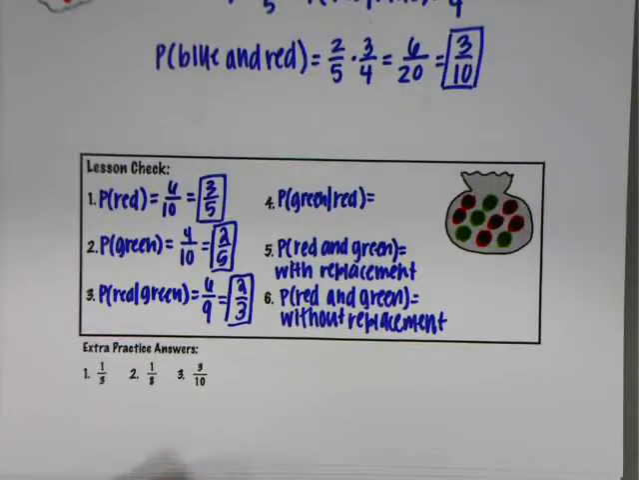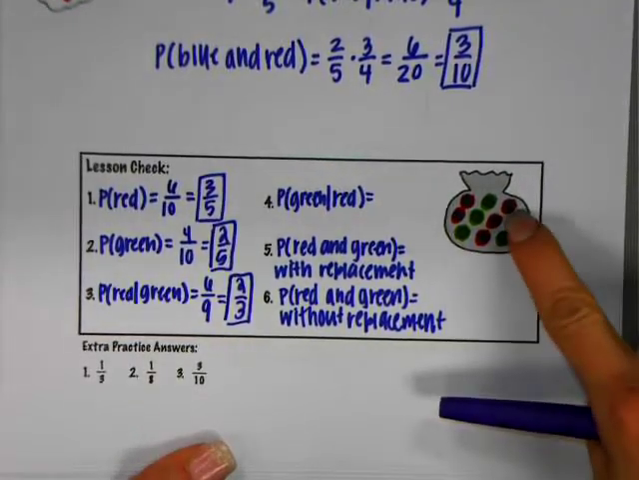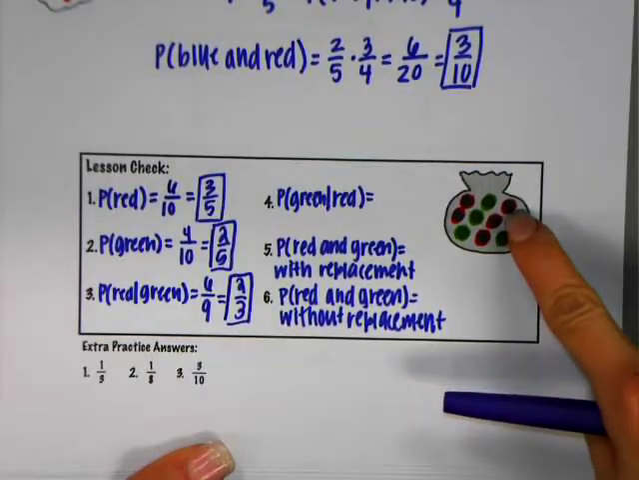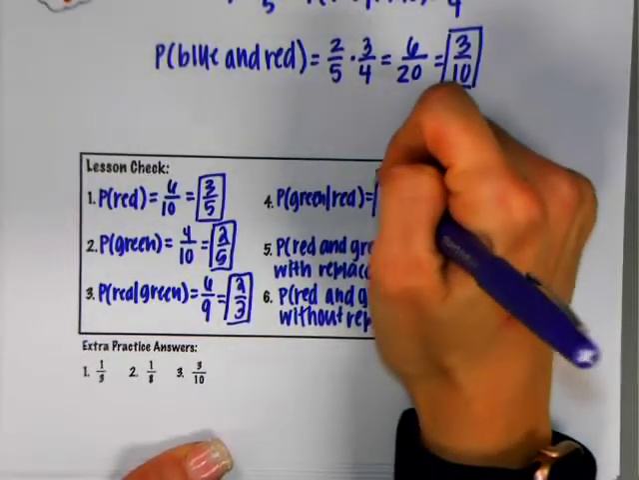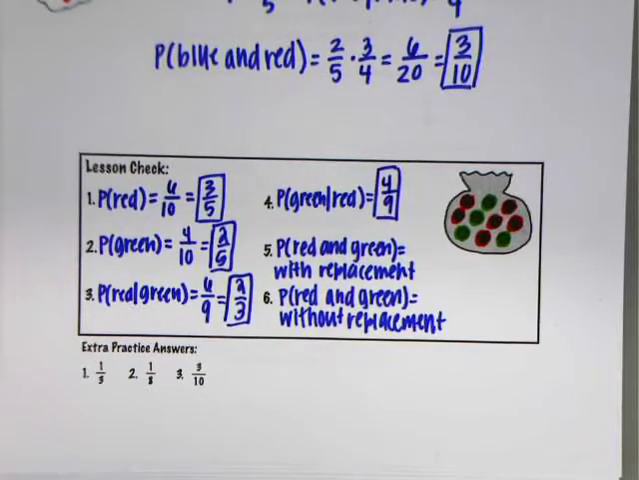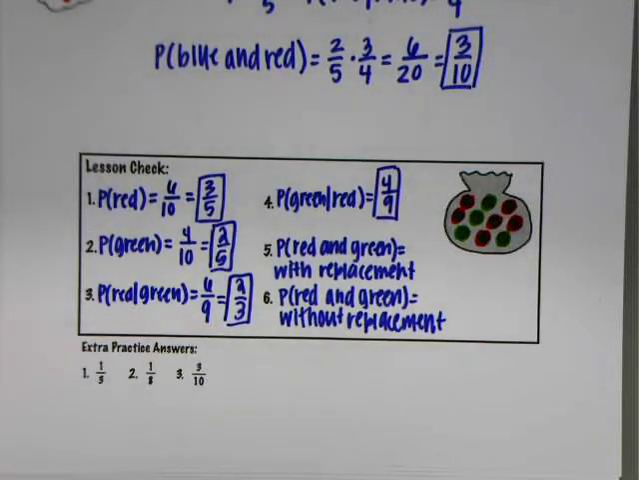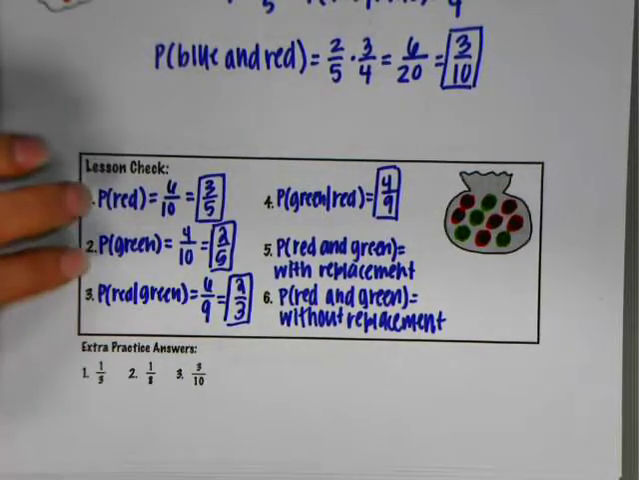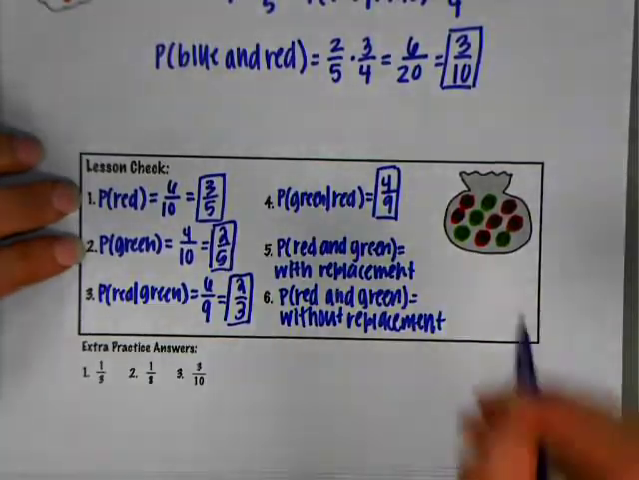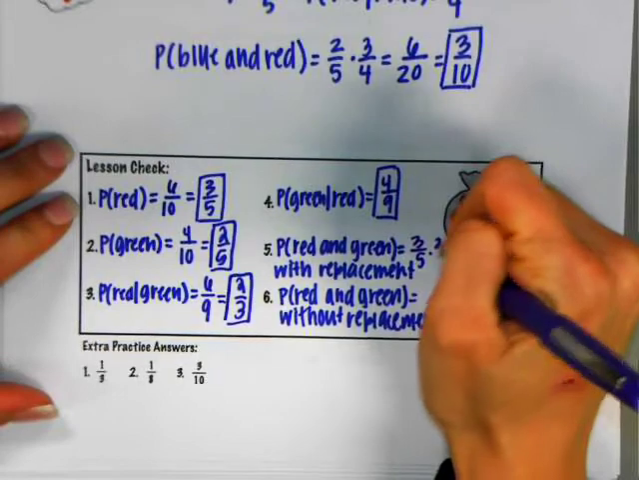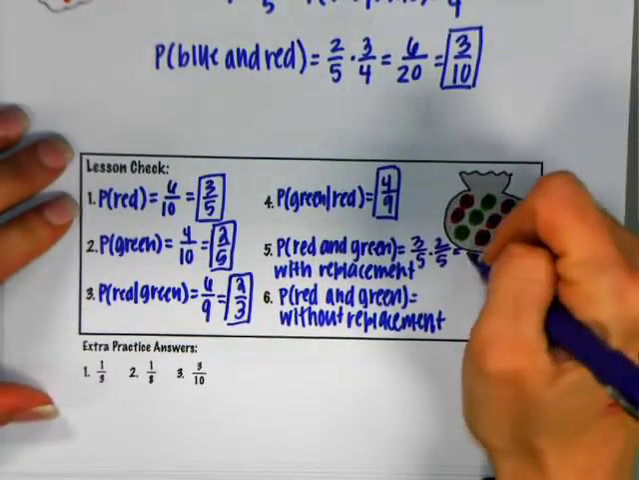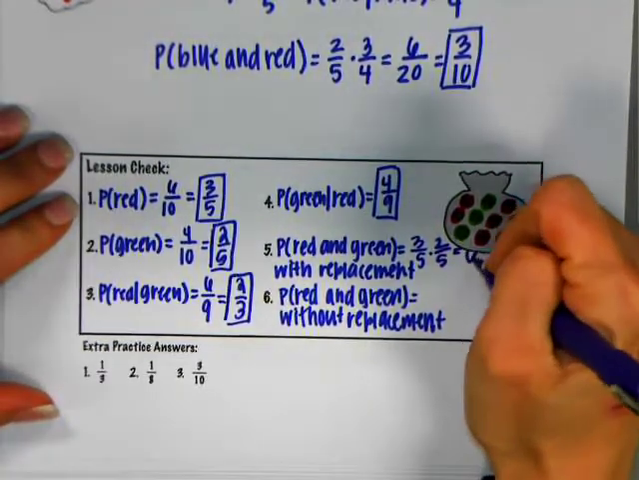All right, so probability of green given red. So if I already took a red one out, how many green ones are there? 4 out of how many? Okay. So probability of red and green, so red happening and then green happening with replacement. With replacement means that the two probabilities are independent. So you're going to use number 1 and number 2 to multiply together. So 3/5 times 2/5 equals 6/25.